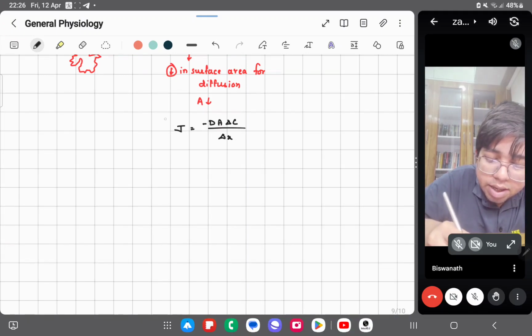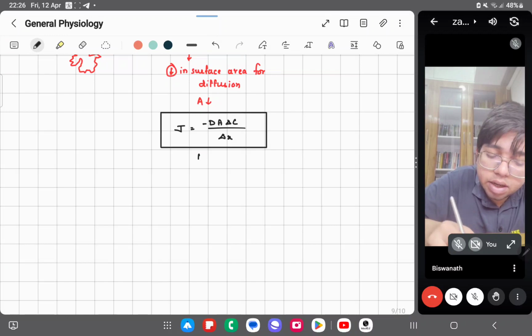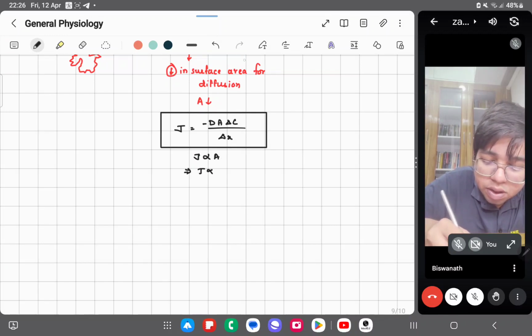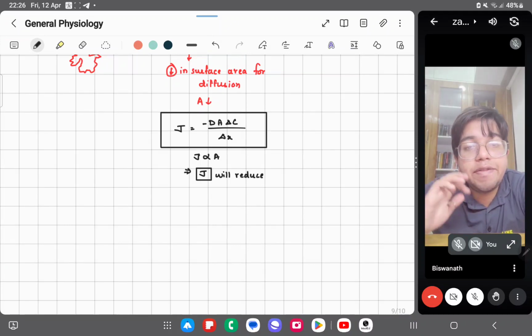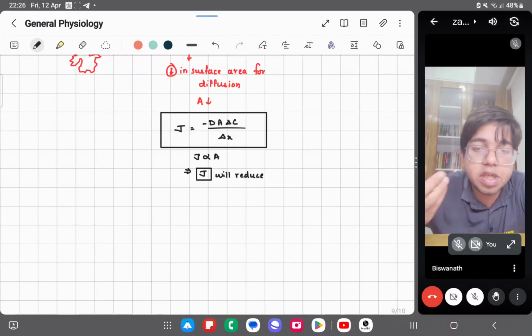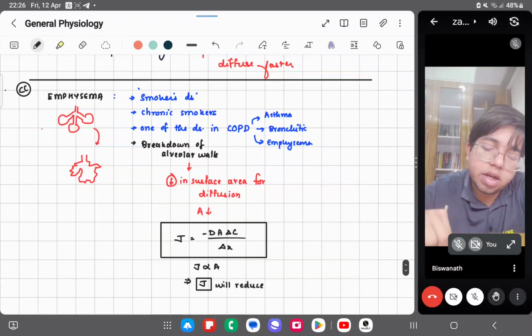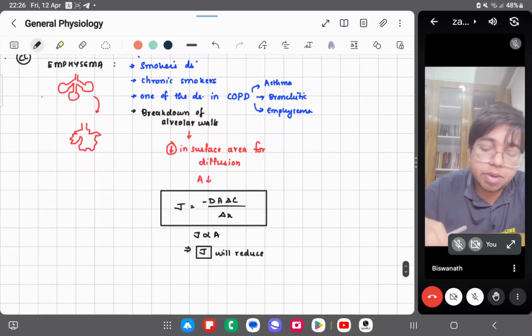By delta X, concentration gradient by delta X, right? So J was directly proportional to A. That implies J will reduce. Net transport will reduce. There will be breathing difficulties, right? Now the diffusion J will reduce. The diffusion capacity will reduce, right? This is one correlation, emphysema.